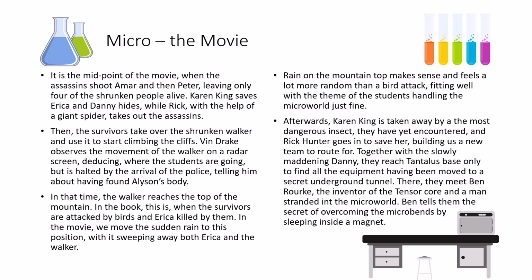Van Drake observes the movement of the walker on a radar screen, deducing where the students are going, but is halted by the arrival of the police, telling him about having found Allison's body. In that time, the walker reaches the top of the mountain.